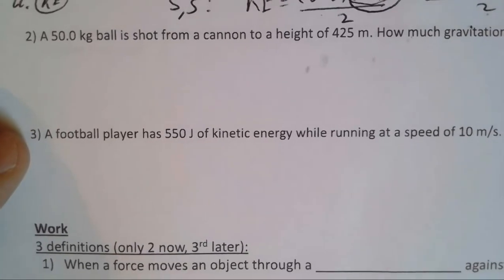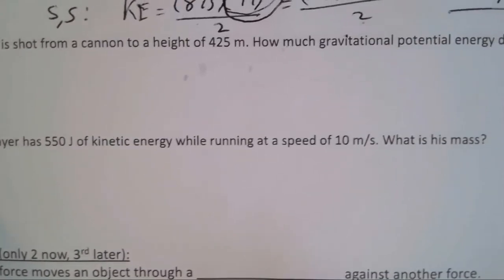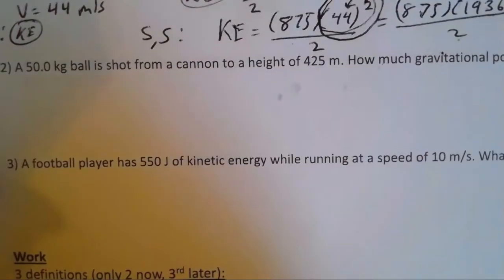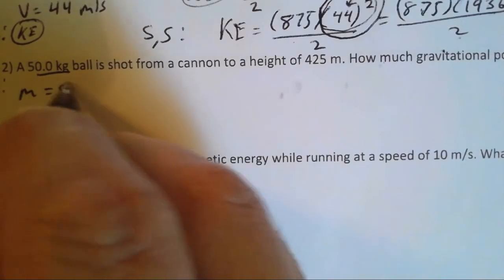Second problem, a 50 kilogram ball is shot from a cannon to a height of 425 meters. How much gravitational potential energy does it have? Just a different problem. So same thing, GUESS method. We have our mass, which is 50.